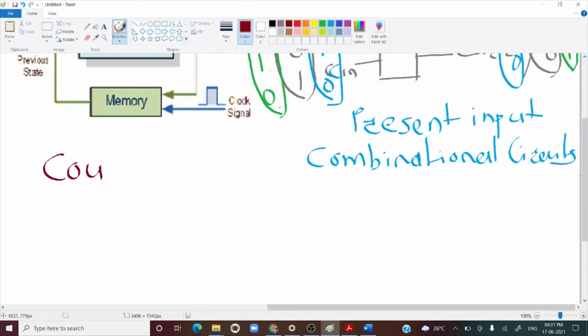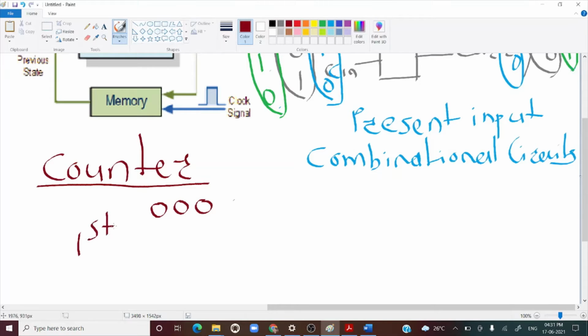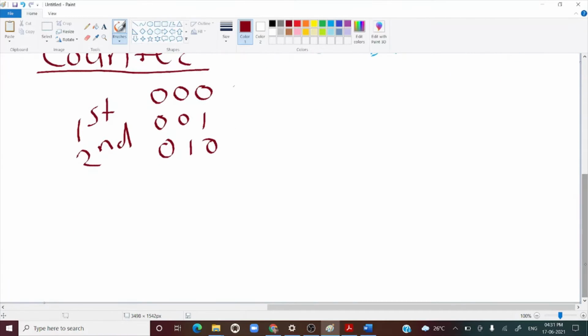You must have heard about a digital electronic circuit, that is a counter. A counter is a digital circuit which counts the number of pulses. Suppose it is a 3-bit counter, then it will provide the output like this. 0, 0, 0 will be the first output. Then after the application of the first clock pulse, it will produce 0, 0, 1. After the second clock pulse, it gives 0, 1, 0. Then after the third clock pulse, it will give 0, 1, 1 and so on.